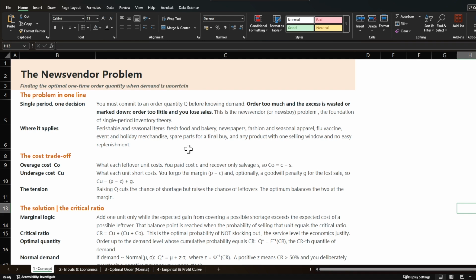In which kind of industry does it apply? Wherever we have perishable and seasonal items like fresh food, bakery, newspaper, fashion and seasonal apparel. In pharma, there's also a dilemma about how much flu vaccine you should produce, and multiple industries like that.